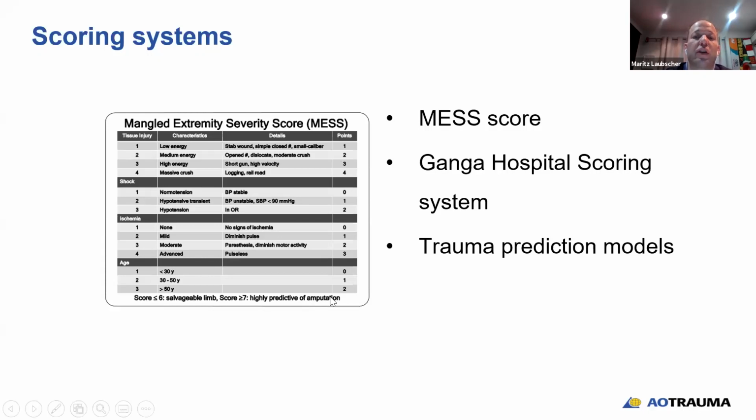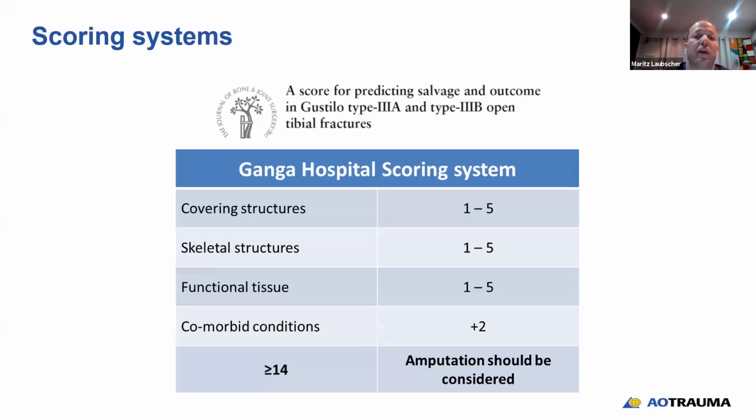So the Ganga Hospital's score also included late amputation as failures. So they really looked at predicting not only survival of the limb, but successful reconstruction. In other words, successful union of the fractures, reconstruction of the bone defect, and so forth. And the scoring system gives a score from 1 to 5 for 3 different aspects. Firstly, the covering structures, this is the skin and the fascia. Skeletal structures, which is the bone, and then what they call the functional tissue, which is the muscles and the nerve.